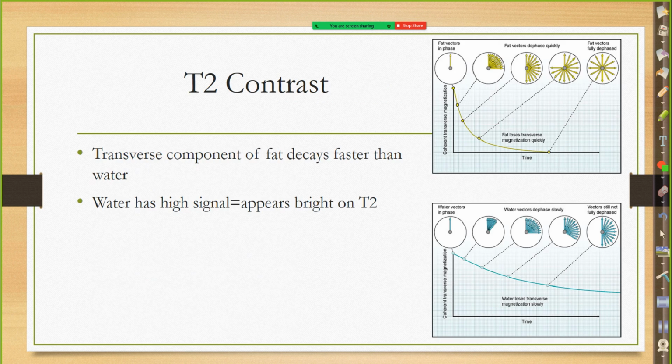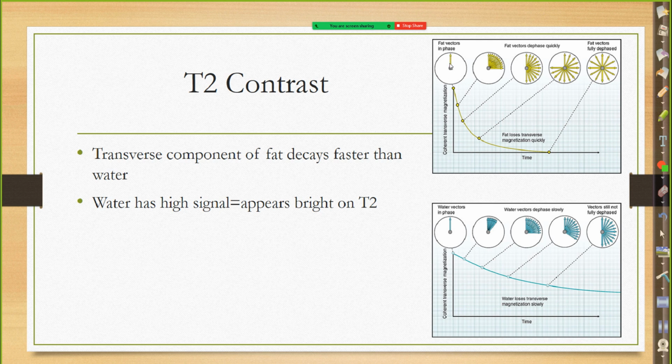All right, and then when we talk about T2 contrast, the transverse component of fat decays faster than water. And that's because fat was a very large molecule. It was packed very tightly together, so it was giving off energy to its neighboring spins very quickly. So those spins were going out of phase very, very fast. So that's what's happening here.